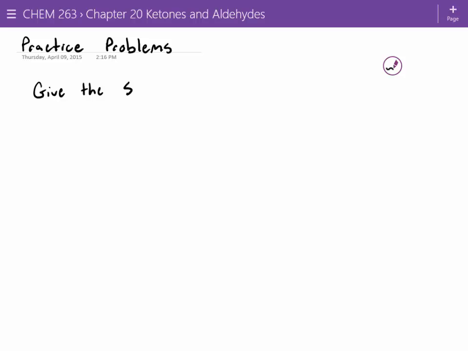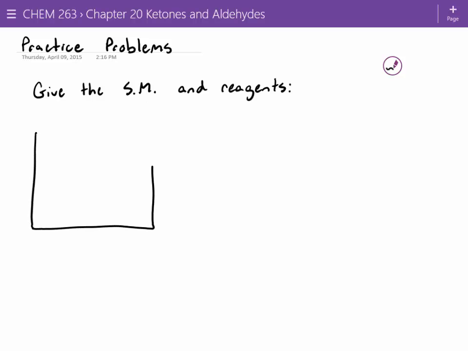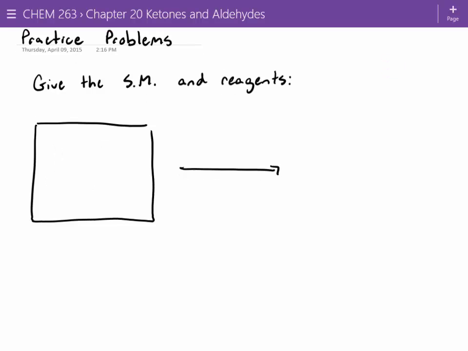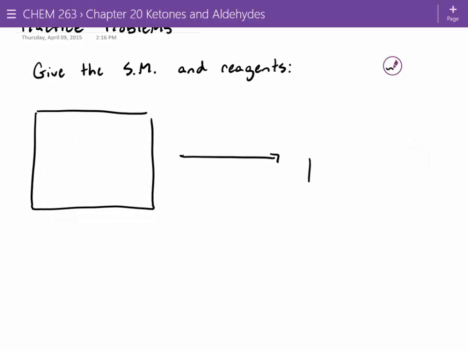So give the starting material and reagents. And I'll give you guys the product. So essentially what I'm looking for is for you to fill in this box, fill in the reagents above the arrow, and we're going to form this bicyclic system. Let me fix my ring here. That's good enough.